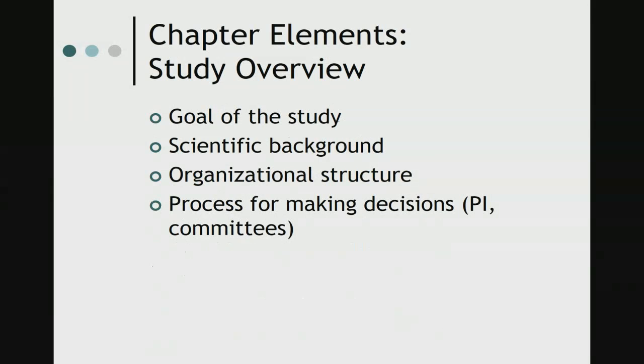Oftentimes it's helpful to have the organizational structure of the study, so the study team. If you are working with folks at other locations, either because they're another data collection site or because it's a lab or reading center or something like that, it's helpful to understand those relationships and who's talking to who. And then the other thing that's interesting to have in the overview is how decisions get made. So, if it's you and 2 RAs and, maybe a colleague that's serving as investigator, then maybe it's pretty clear how the decisions get made.